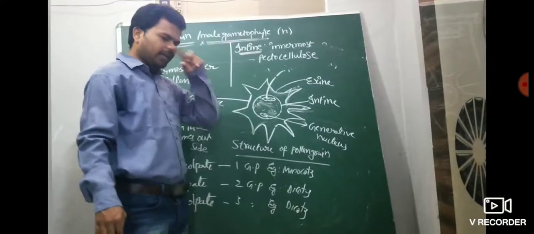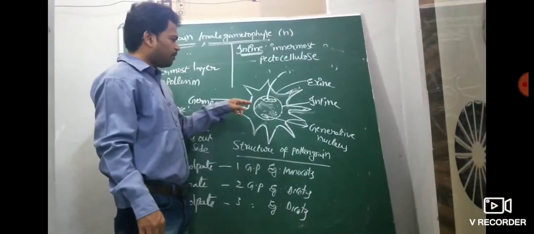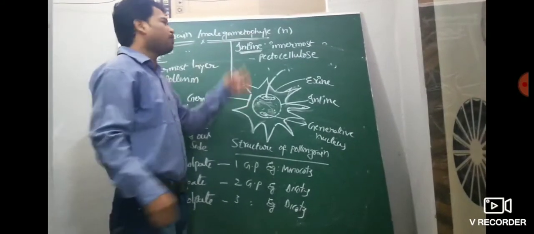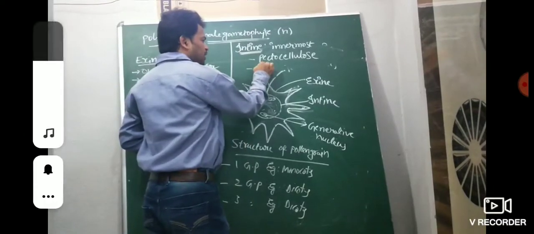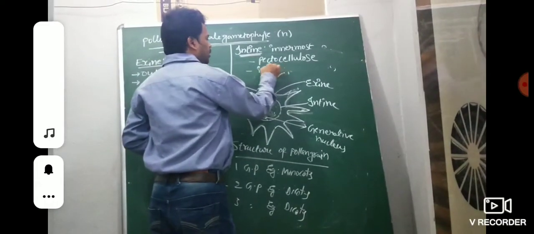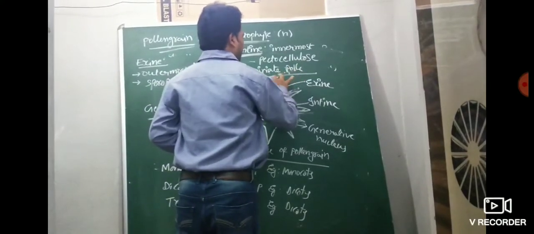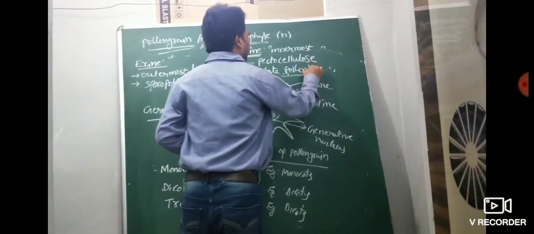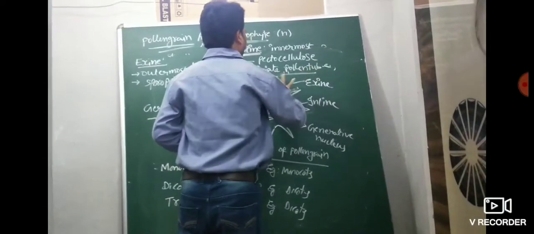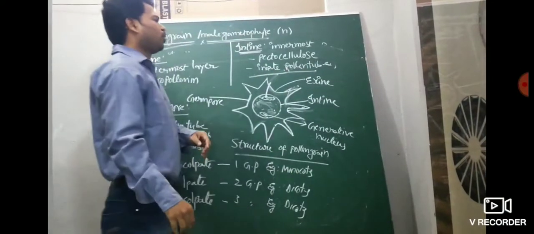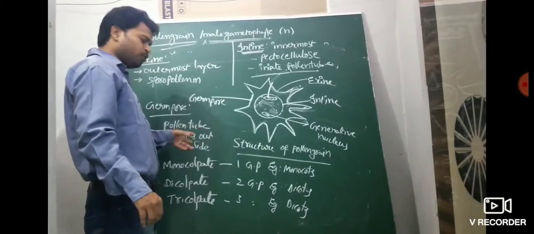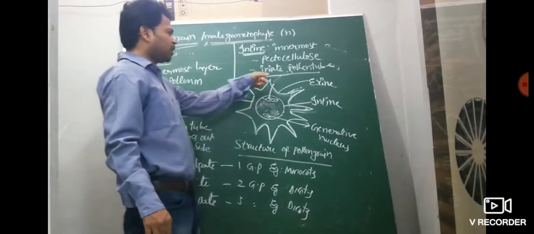Then what is the function of intine, sir? The function of intine is that intine initiates the pollen tube. I repeat that, initiate. Intine initiates the pollen tube. So through the germ pore the pollen tube comes outside, but intine initiates the pollen tube.